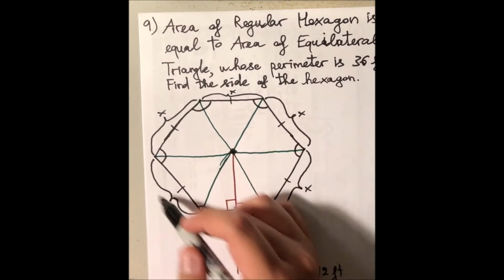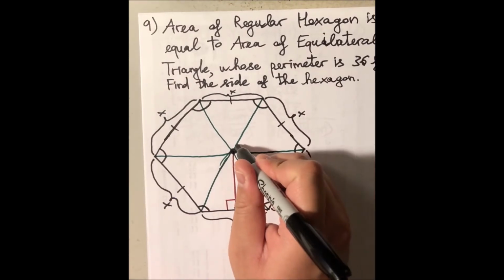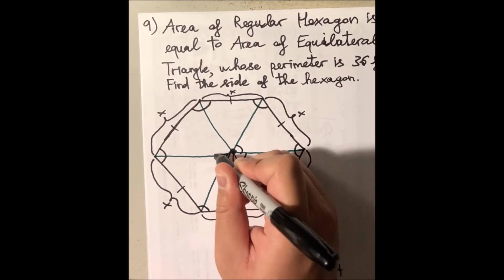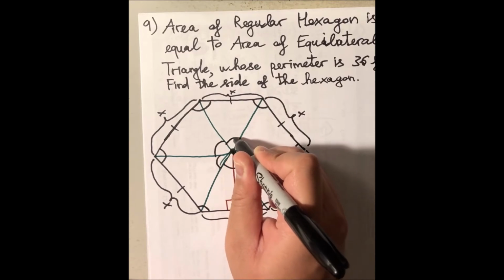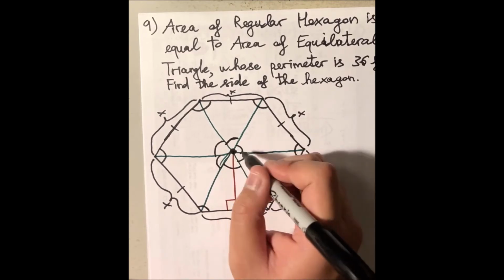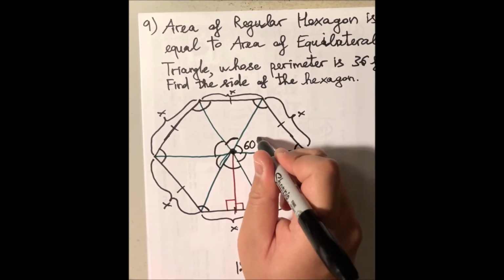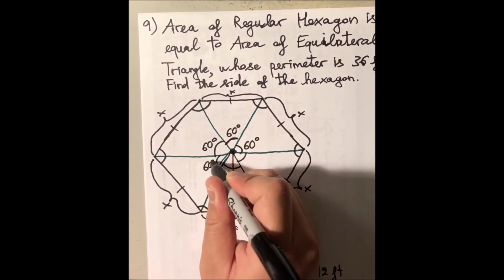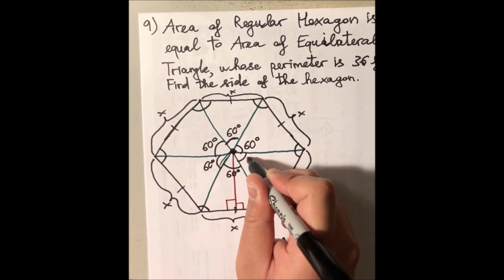And because this polygon is a regular hexagon, we get to go ahead and take the total degree, which is 360, and divide it by the amount of angles that I'm drawing right now, which is 6 of them. So 360 divided by 6 is going to give us 60 degrees for each of these triangles.